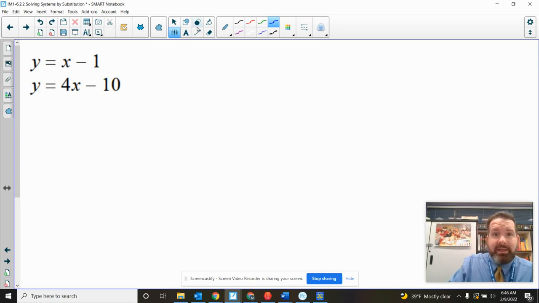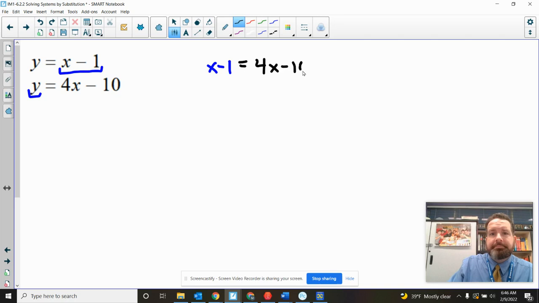I'm going to take this, and where I see a y in the second equation, I'm going to put the x minus 1 in there instead. So x minus 1 equals 4x minus 10. When your x's are separate, your primary goal is to get all your x's in one spot. So I'm going to do a subtraction of an x, and let's see where we end up then. 4x minus 1x is going to be 3x's.